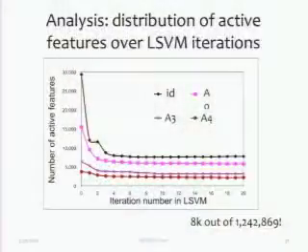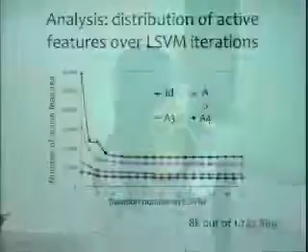So this figure shows the distribution of active features over LSVM iterations. As you can see, with iterations the number of active features gets smaller and smaller and goes stable. Eventually, after training, after I think 39 iterations, only 8K features are selected out of over 1 million features.